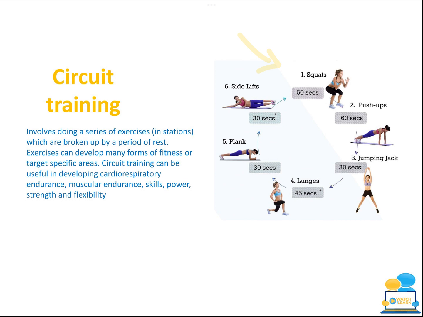of squats, 60 seconds push-ups, 30 seconds jumping jacks, 45 seconds lunges, plank 30 seconds, and side lifts for 30 seconds, with a period of rest in between each one, so maybe a minute or 30 seconds between each one. Then that whole circuit would be repeated a few times. Circuit training can be useful in developing cardiorespiratory endurance, muscular endurance, skill, so one of those stations could be a skill-based circuit station, power, strength, and flexibility.